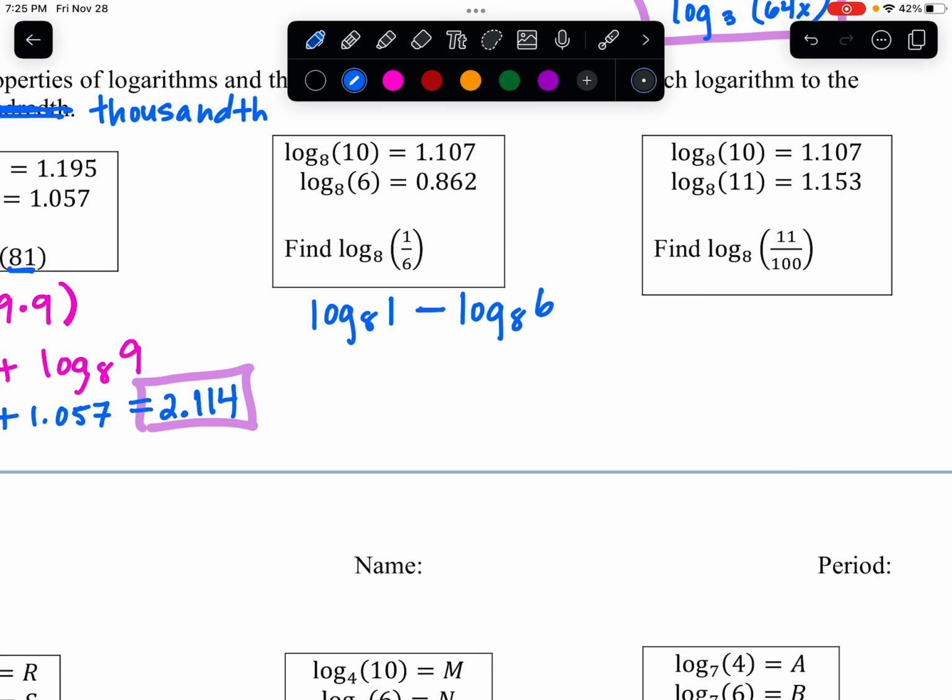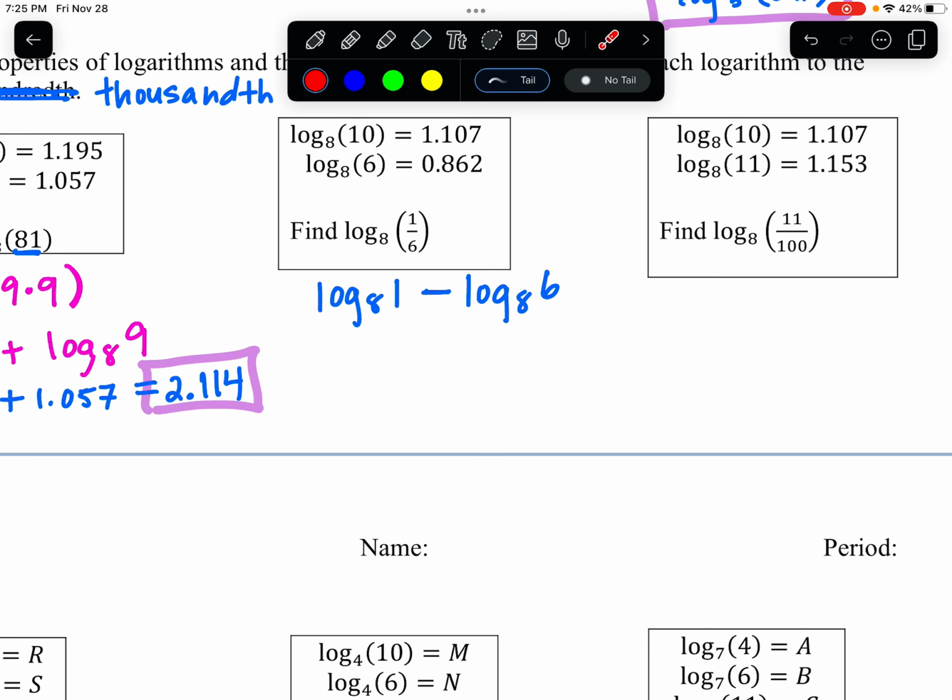Now I told you guys a couple videos ago that anytime this is 1, remember the whole point of a log is to find the exponent. So this right here is to figure out, 8 to what power equals 1? Well, anytime it equals 1, my exponent is 0. So the exponent here is 0 because 8 to the 0 power is 1. So then I automatically know that this is 0, and we're going to go minus log base 8 of 6.